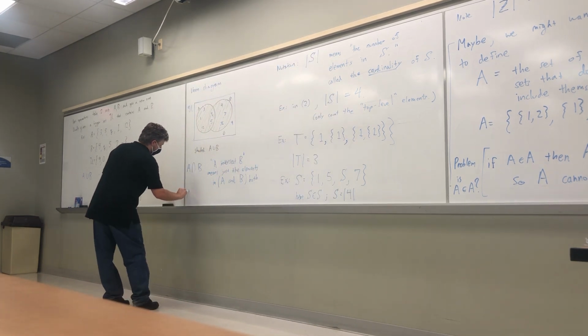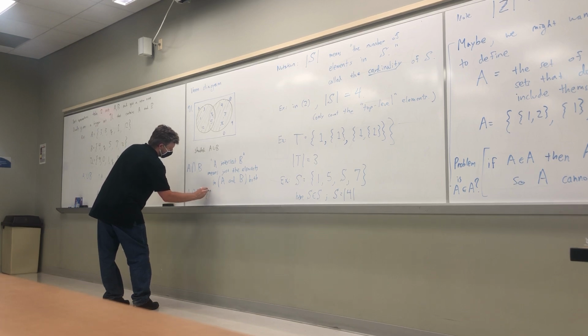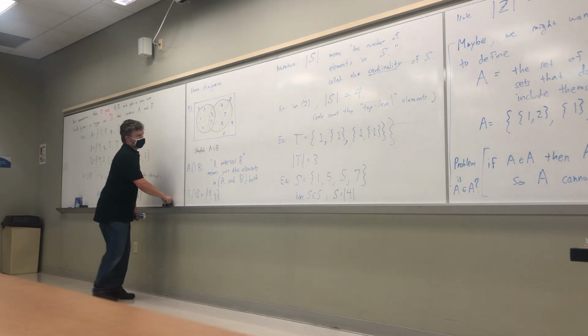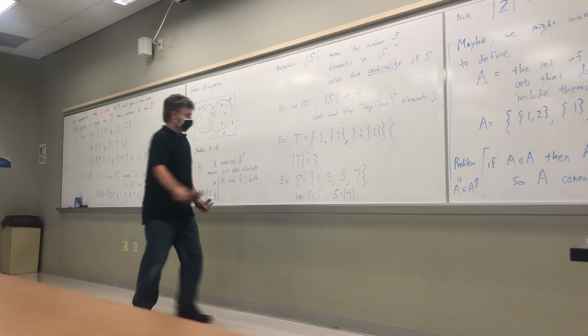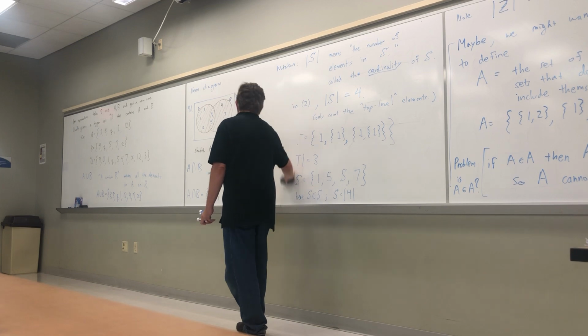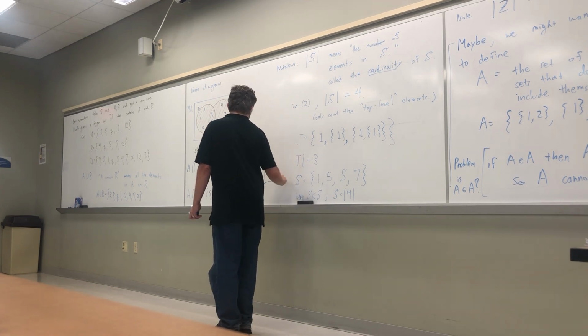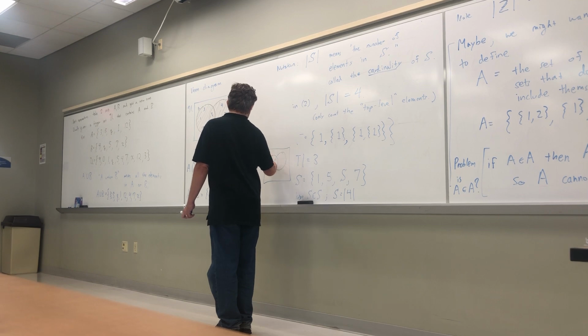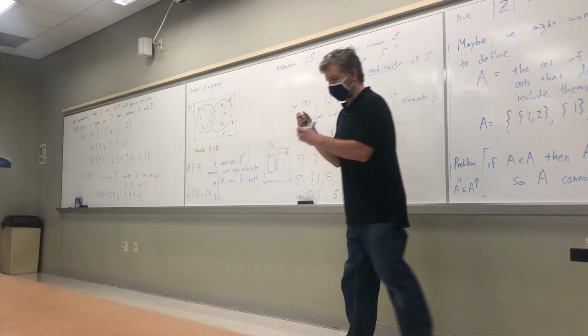So A intersect B would be just those two, 5 and Q, in that picture. And if you wanted to draw the picture of it, just shade in that portion. That's pretty obvious, but there's the shading. Yep, gotta finish up there.